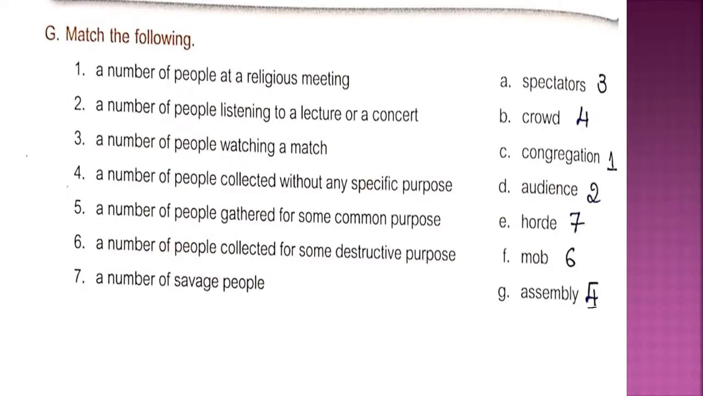Now let's move on to the G main. Match the following. Here you have to match with the right collective nouns. First one, a number of people at a religious meeting: congregation. A number of people listening to a lecture or a concert: audience. A number of people watching a match: spectators. A number of people collected without any specific purpose: crowd. A number of people gathered for common purpose: assembly. A number of people collected for some destructive purpose: mob. A number of savage people: horde.